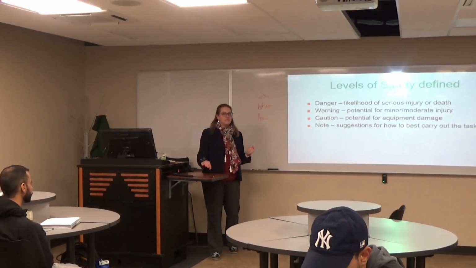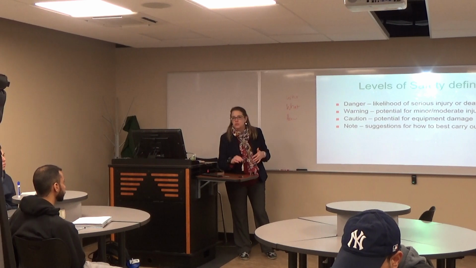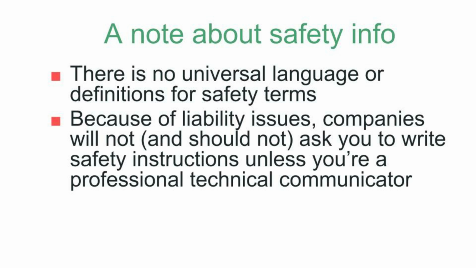Here are the different levels of safety that we generally use. Danger would be that there's a likelihood of serious injury or death. A warning is that there's a potential for a minor or moderate injury. Caution, potential for equipment damage. And then a note would be just something that's either suggested or that you like Fritos and marshmallows on your peanut butter sandwich.